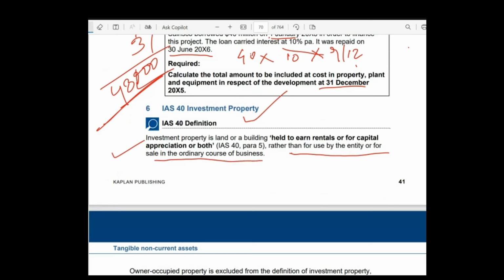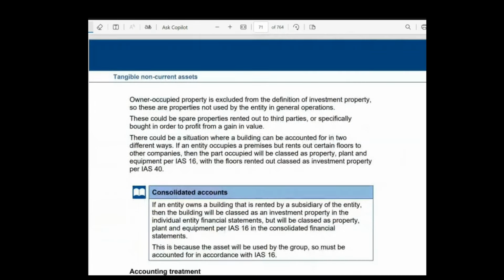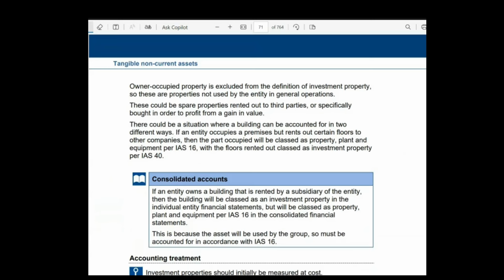with the floor and rented out, classed as an investment property for the income or rented out purpose. This paragraph explains the whole concept, how you are going to treat it in your books of accounts. Consolidation: under consolidated accounts, if an entity owns a building that is rented by a subsidiary of the entity, then the building will be classed as an investment property in the individual entity financial statements, but will be classed as a property, plant, equipment under IAS 16 in the consolidated financial statements.